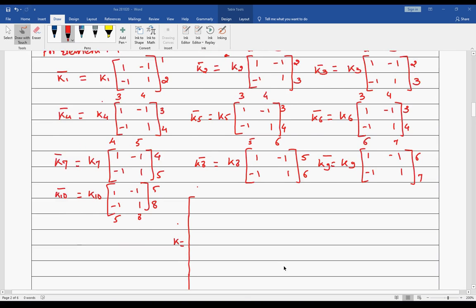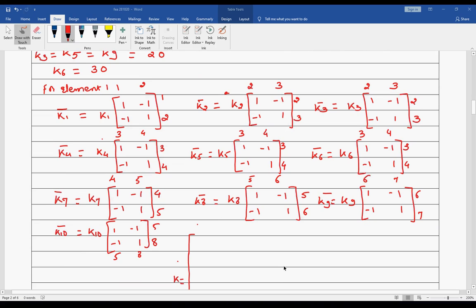So anyway, let's have a practice. Okay, and give me a global stiffness matrix.